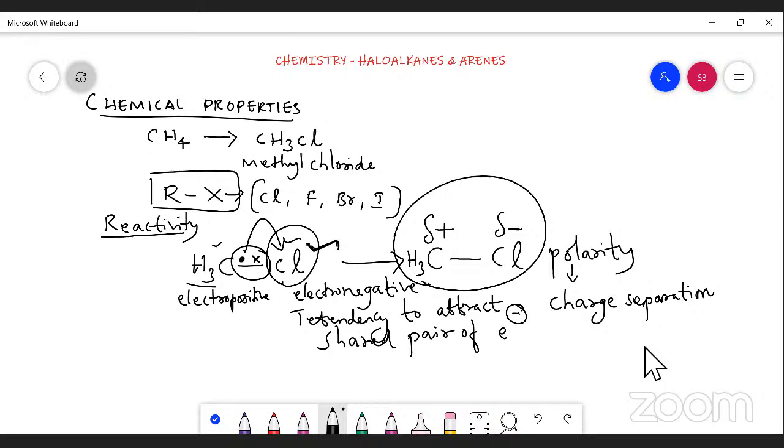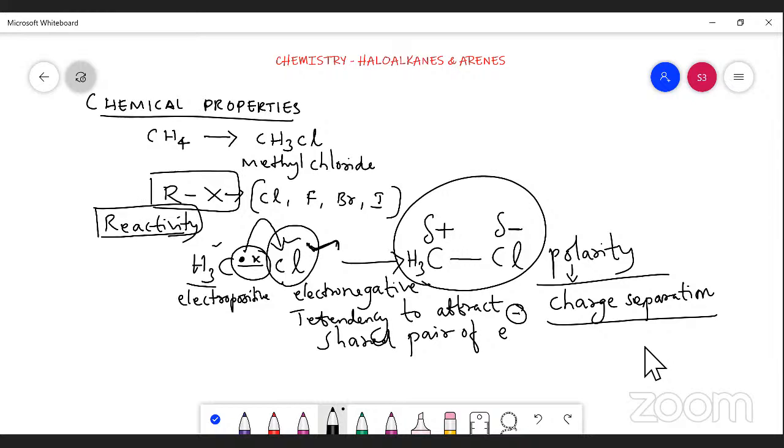Now, before that, I'll tell you one point about reactivity. The reactivity is due to the presence of polarity. The polarity makes the molecule more reactive. So that's why haloalkanes are more reactive, due to the presence of what? Polarity. So what is the meaning of polarity? Charge separation. So then it is clear about the reactivity nature.